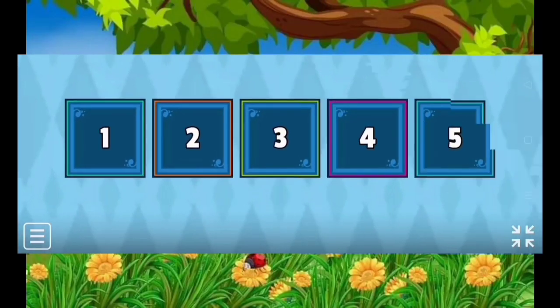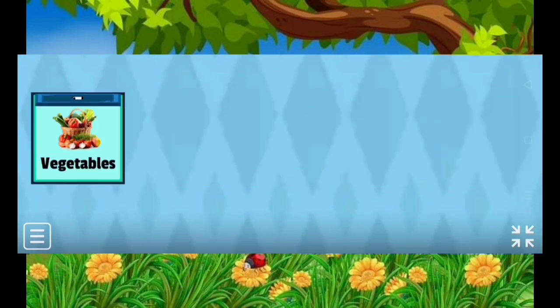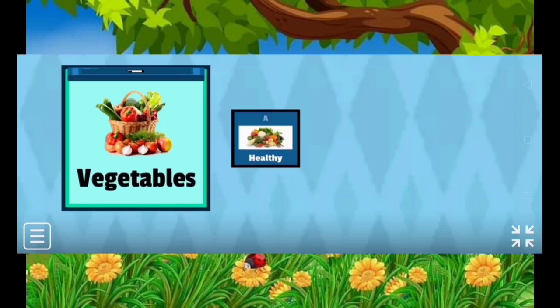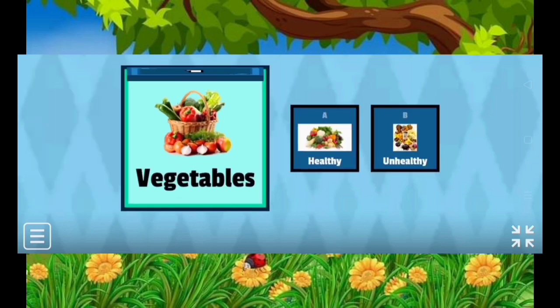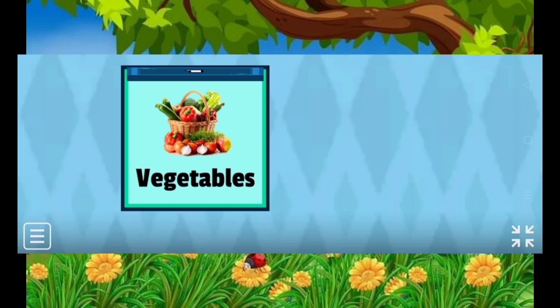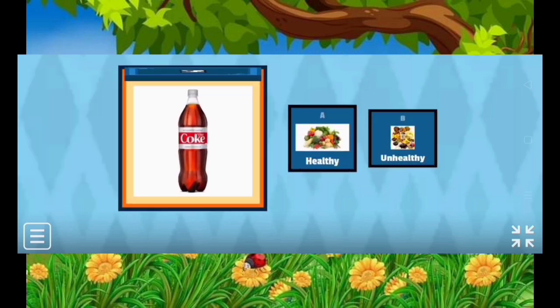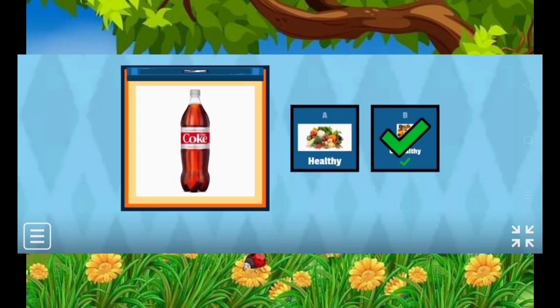Tell me if the food is healthy or unhealthy. Number one, vegetables. What do you think is the answer? Correct. It's healthy. Very good, kids. How about the next one? Number two, Coke. What do you think is the answer? Correct. It's unhealthy. Good job, kids.